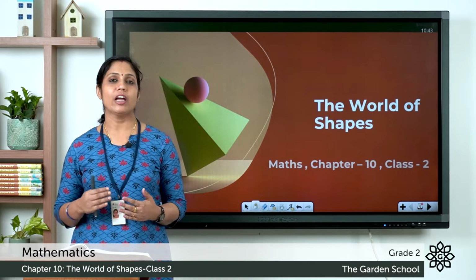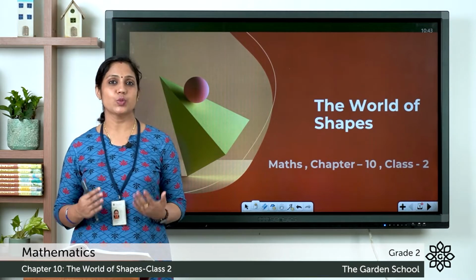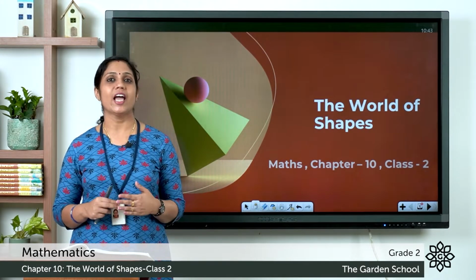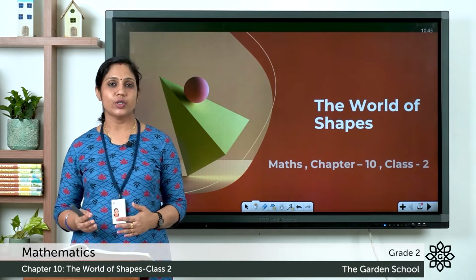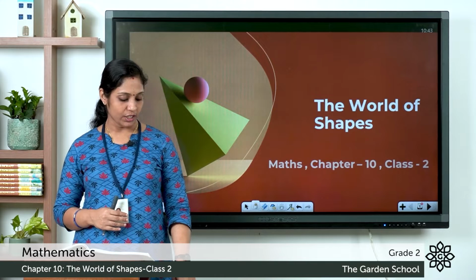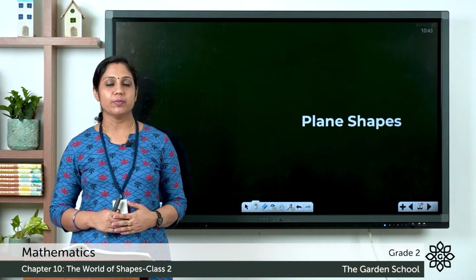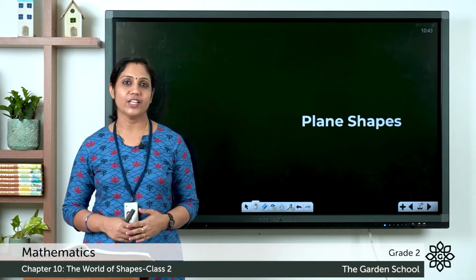So hope you have learned what are slanting lines, vertical lines and horizontal lines, and you have done the activity that was mentioned in our last class. So today let's move on to our next topic. It's about plane shapes. So let's learn what are plane shapes.